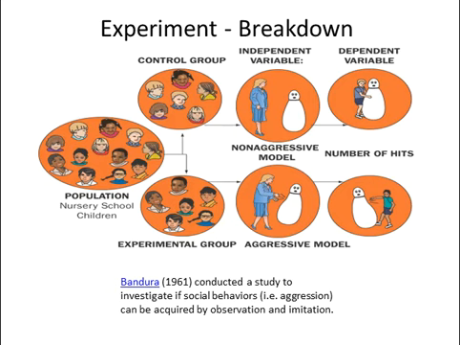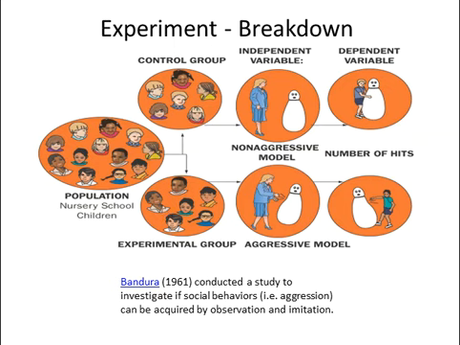Now let's talk about a classic experiment that I believe was mentioned in the first chapter. This is the Bandura study, or the Bobo doll study. It was conducted to investigate whether social behaviors like aggression can be acquired by observation and imitation. The basic premise is that when young kids in particular see someone behave in a certain way, they can learn that behavior. In this example, we have a population of nursery school age children, and then we randomly assign two groups, the control group and the experimental group.